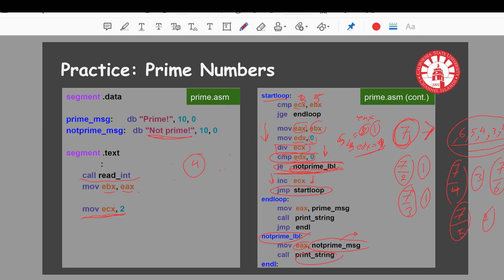In here, we increment the value of ECX, and ECX this time becomes 4. And then we go to the loop again. This time, we compare 4 with 5. And since they are not equal, we are going to move to the algorithm again. And then this time we are going to divide 5 by 4. The quotient is going to be 1. EDX also is going to be 1. Therefore, we are not done.